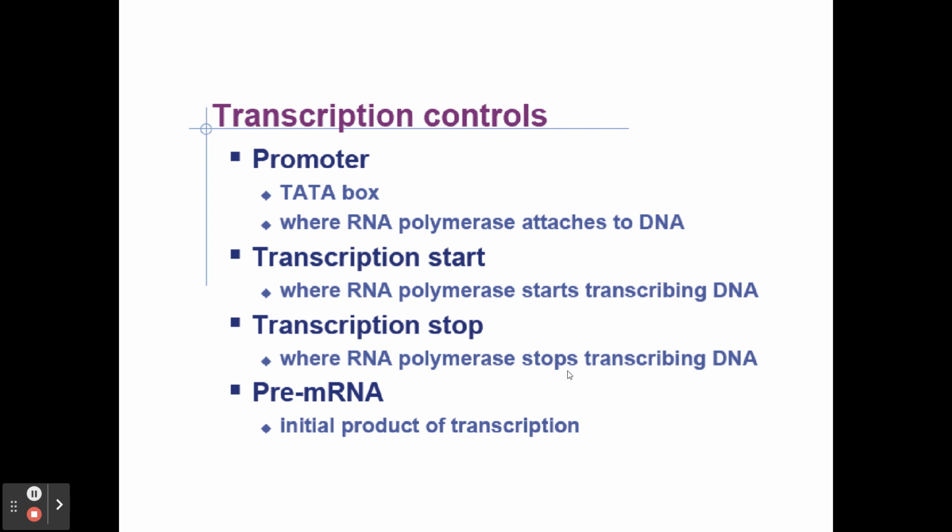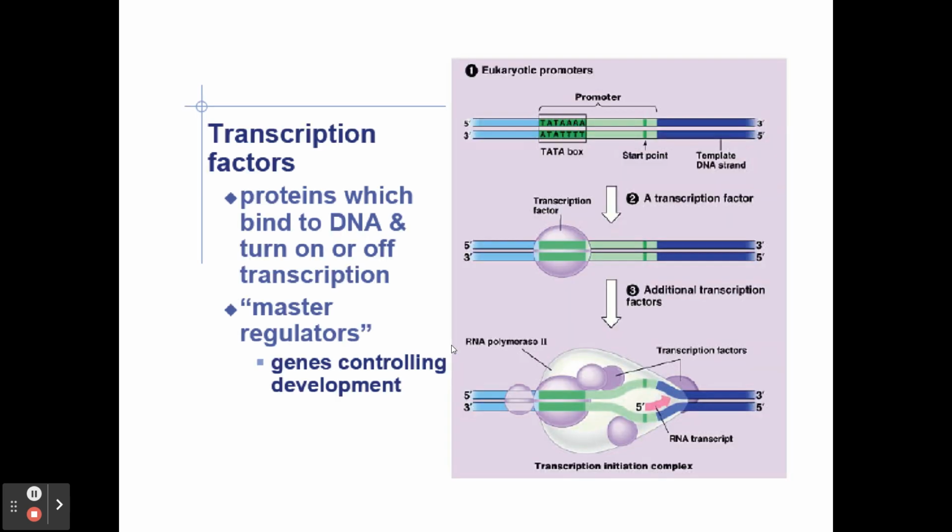All right. So here's just a description of what those things were on the other page. Again, the promoter is where the RNA polymerase attaches to DNA, the TATA box, rich in thymine adenine repeats. Transcription start is where the RNA polymerase starts transcribing the DNA. That's going to be the start codon. The transcription stop is going to be one of the stop codons. Remember, there are 3 stop codons. And then our product will be the pre-messenger RNA consisting of both introns and exons.